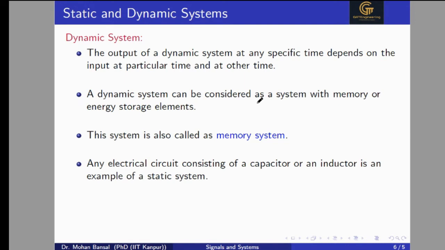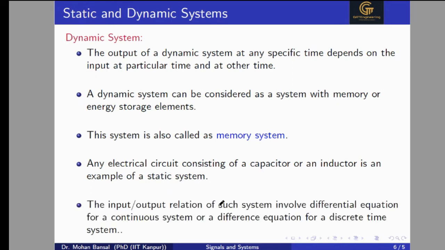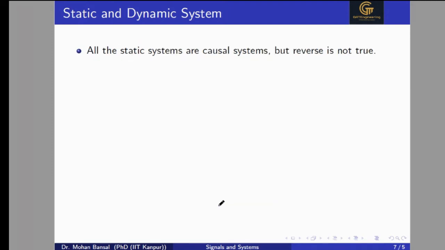An electrical circuit consisting of capacitors and inductors is an example of a dynamic system. If the input output relations are related with an integral or derivative or some differential equation, the system will become dynamic. Now, some relation between static and causal systems as well as dynamic and non-causal systems.